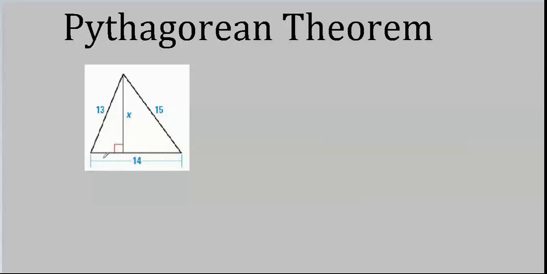What we're going to do is call this small section here y. Well, we're going to call this section here 14 minus y. You see, even though we don't know what these two segments are, we know something about them. We know they add up to 14. And we have two right triangles here. This is a right triangle also, and this is.